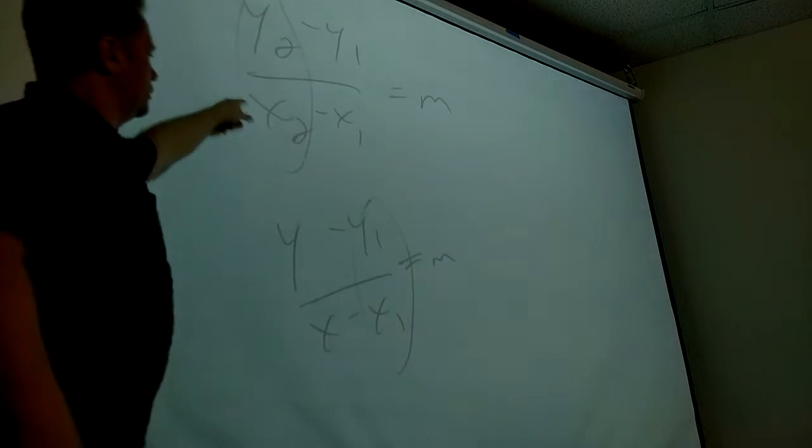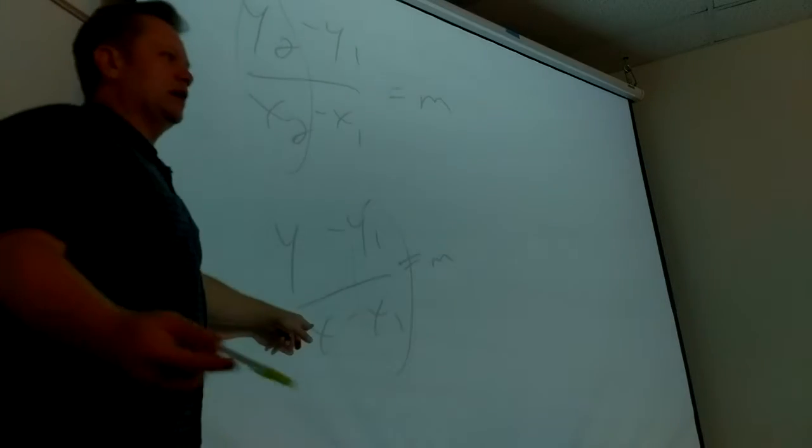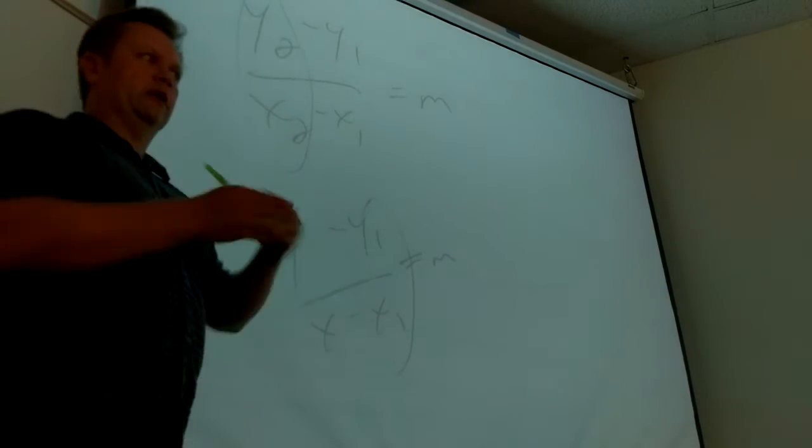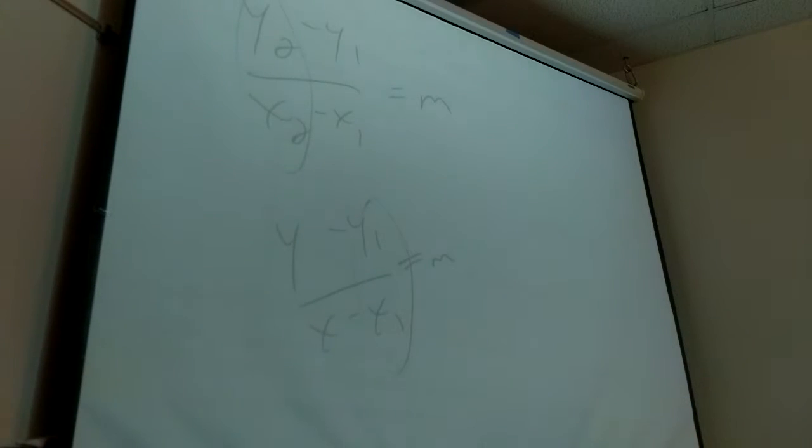So that's really what this is saying. It doesn't seem like that big of a deal, but the second point doesn't have to be a specific point. It can be any point you want. And then you multiply that up, and somehow, this is another equation of the line.